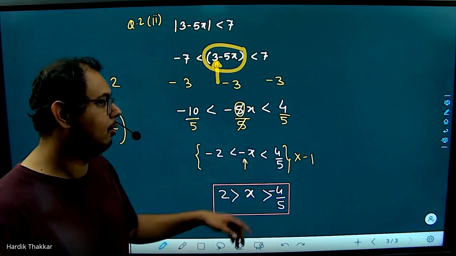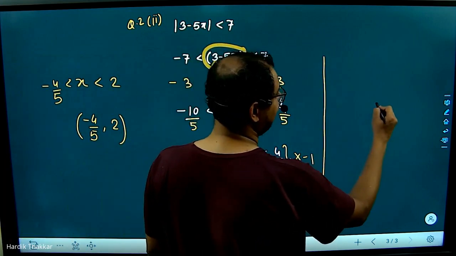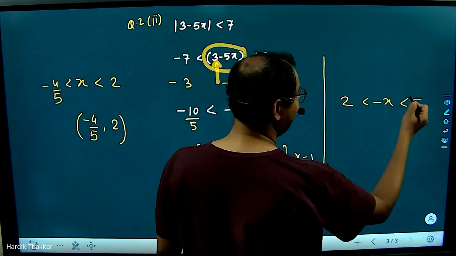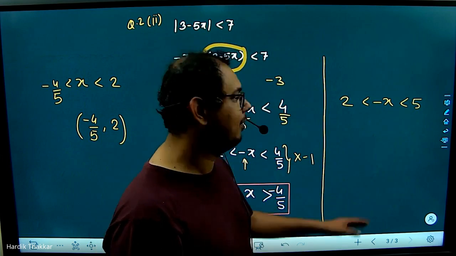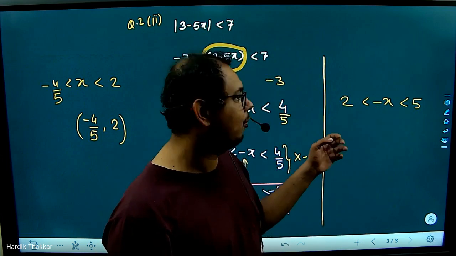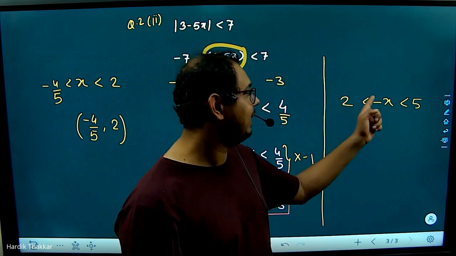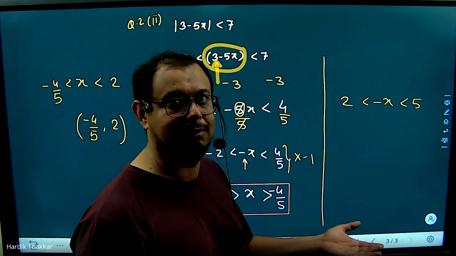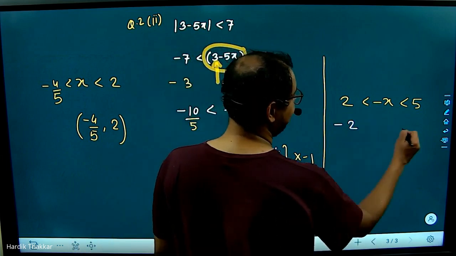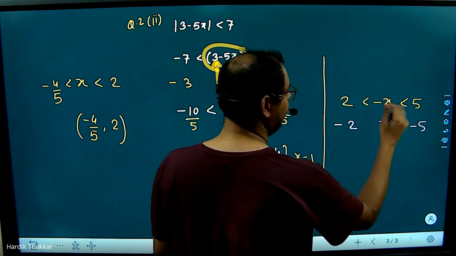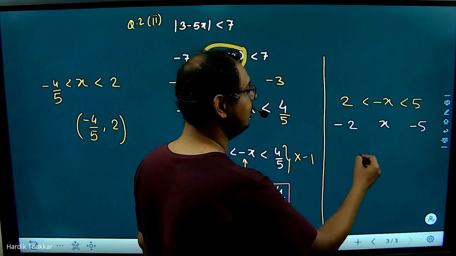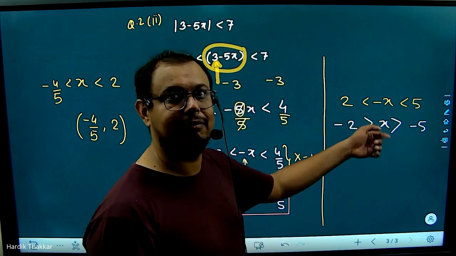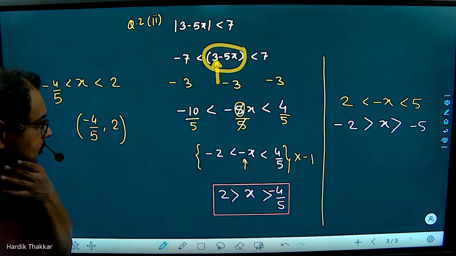Look, suppose we have an inequality like this: minus x is greater than 2 and less than 5. We have to find the value of x. So we have to make this positive x. For that, we will multiply the complete expression with minus 1. So it will be minus 2, minus 5, plus x. All signs get reversed, and this inequality will also get reversed. This is how we get the value of x if we have negative x. Okay, yes, sir.